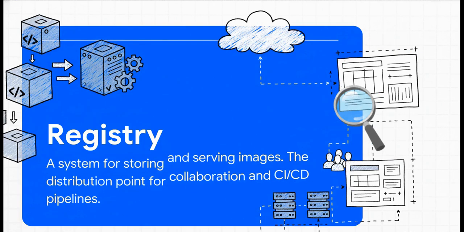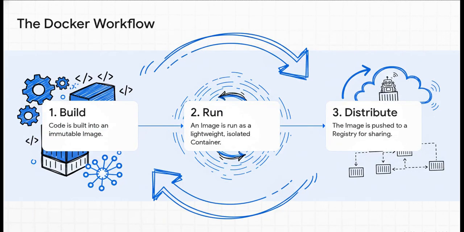And finally, we have the registry. This is basically where you store all your blueprints. The best way to think about it is like GitHub, but for Docker images instead of code. It's the central place where your team and your servers can pull down the exact right blueprint every time. So the whole process just flows together beautifully. First, you build your code into a static image.